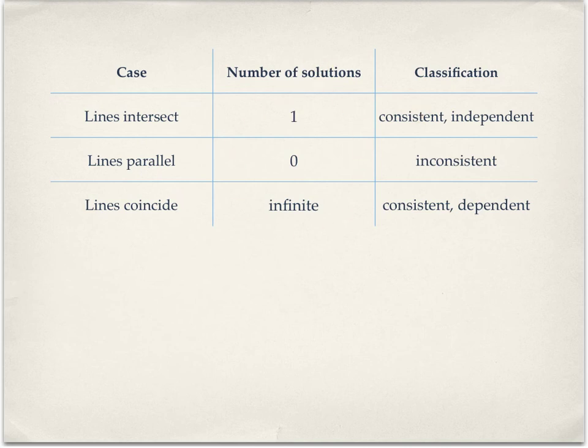Here's the classification. We say if there's at least one solution, it's called consistent. So notice that word appears a couple different places. If there's only one solution, it's called independent. So anytime we have two lines that just intersect once, which happens most of the time, that's an independent situation. If the lines are parallel and no solutions, we call that inconsistent. And if they happen to coincide, the same line, then it's consistent and dependent.